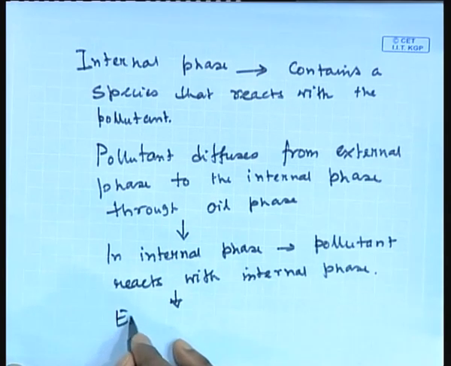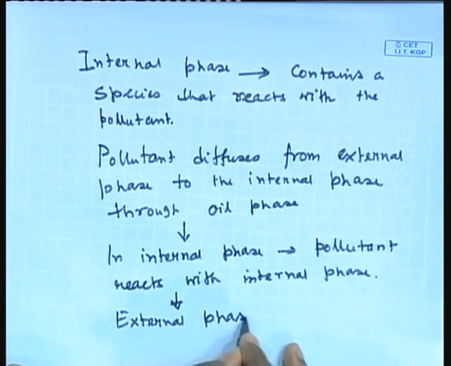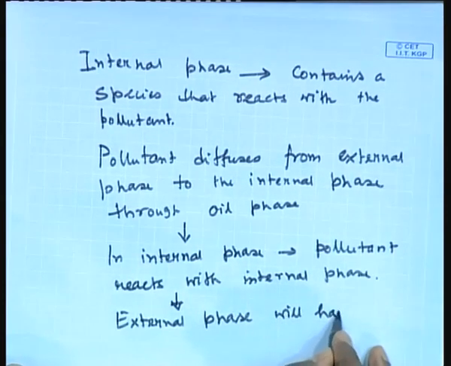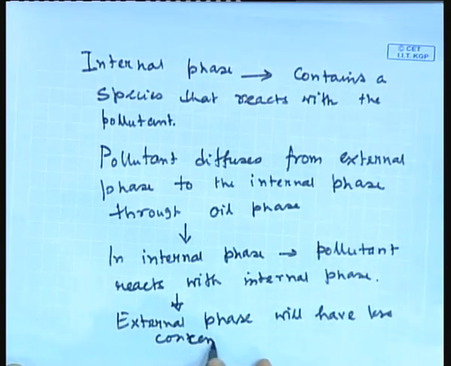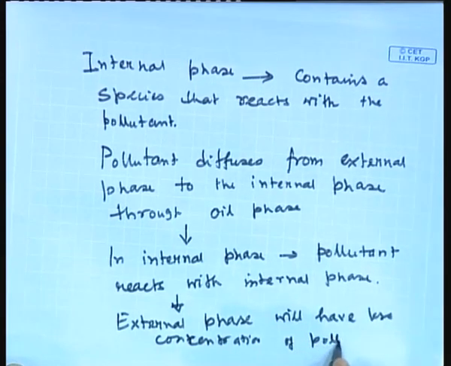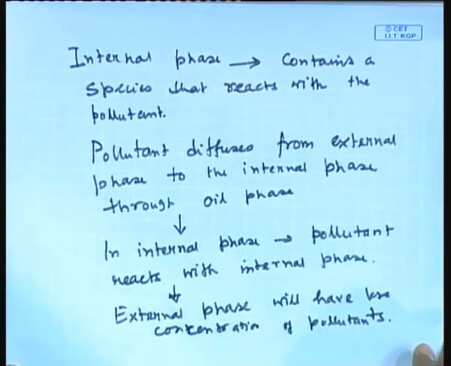Therefore, after some time this external phase will have less concentration of pollutants. After some time all the pollutants from the external phase will diffuse through the membrane phase and go into the internal phase within the emulsion globules. So you will be having various emulsion globules which are loaded with the pollutant. Since these emulsion globules are larger in size, you can separate them out by using an ordinary filter paper. In the filtrate, you will be having the external phase, which will be lean in the pollutant. Thus the emulsion liquid membrane works.